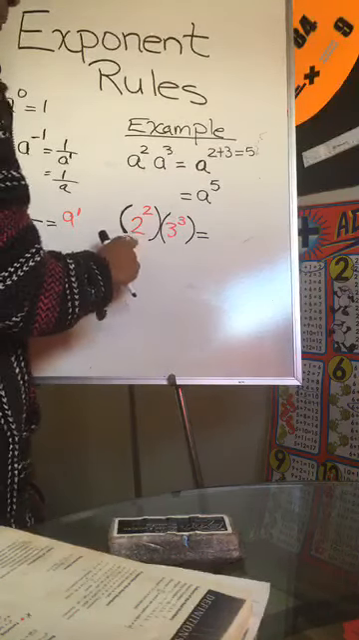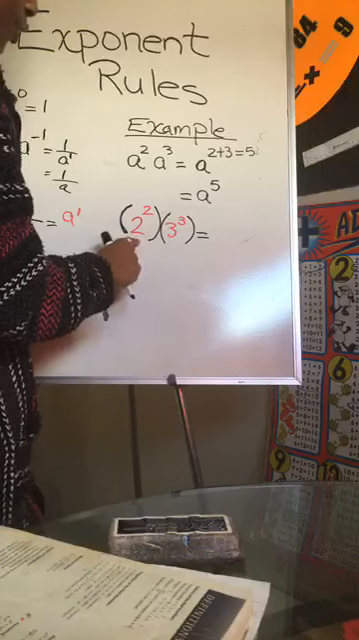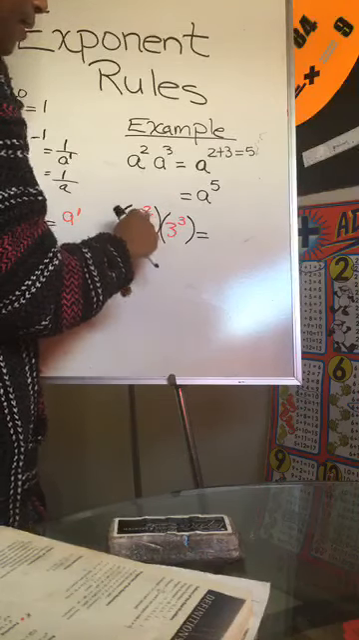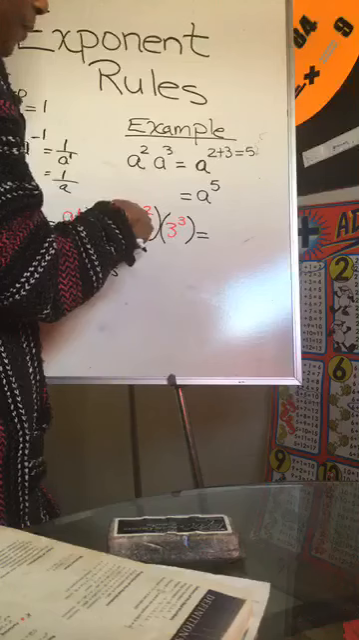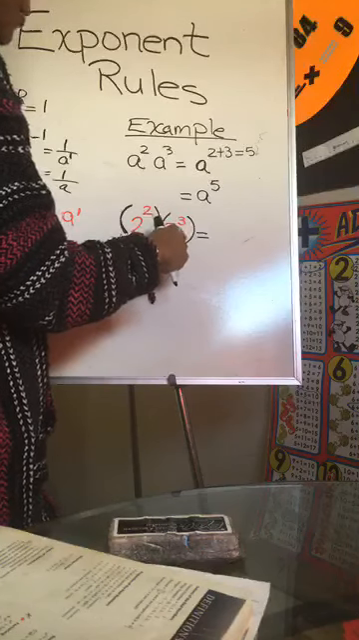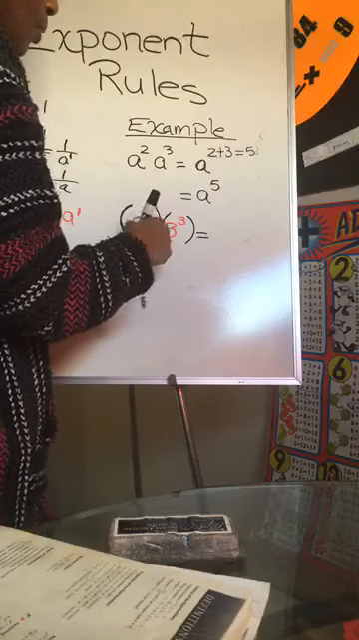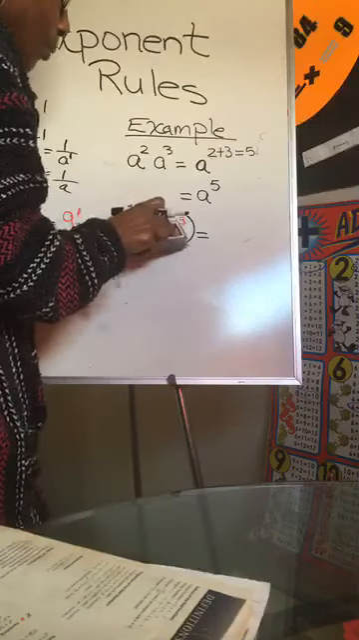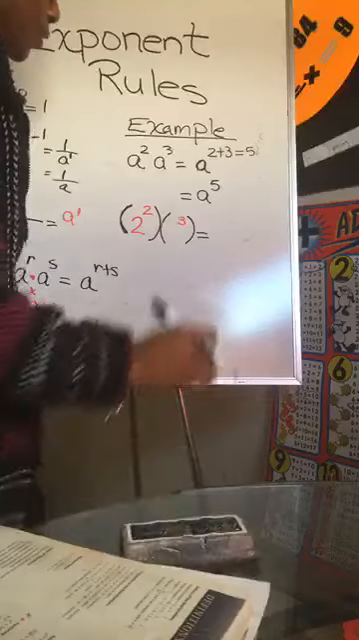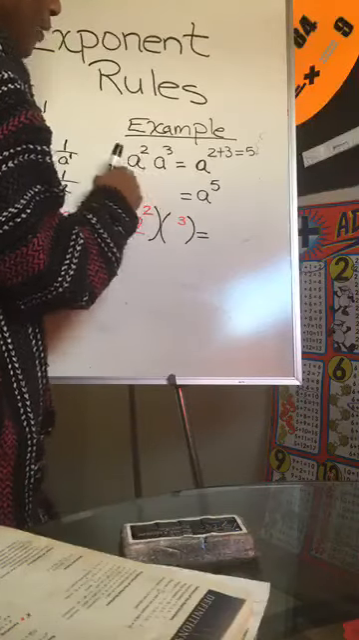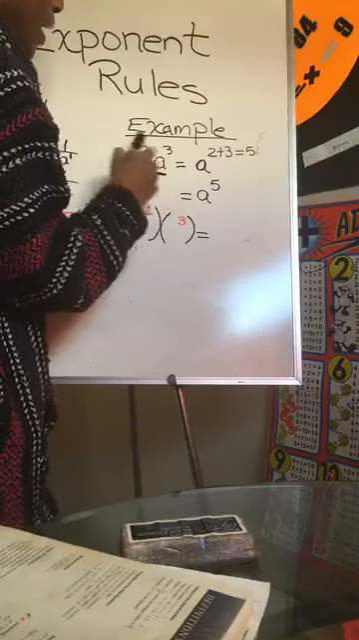Now remember, 2 is our base, 3 is a base, and 2 here is your exponent, and 3 is your exponent here. So that means we have to take 2, let me go back. You need both of these as your base. Like here we have a and a, they are the same.